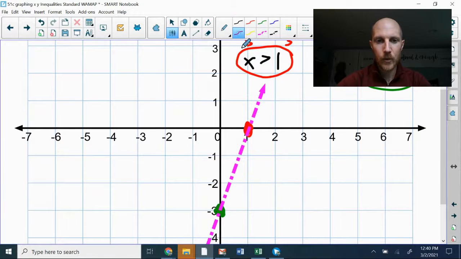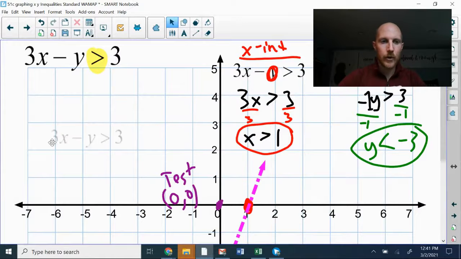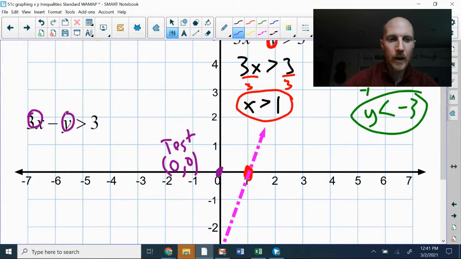Again, I would rather use 0, 0 because it'll be the easiest point to test. So let's grab a copy of this equation and use 0, 0 to test. Is that point in the correct part of the graph that I should be shading? So change everything to 0. The 3 times 0 gives me a 0 when I replace the x, and then I subtract 0 minus 0. So here we go. 0 greater than 3. Is that true? No, 0 is not greater than 3.